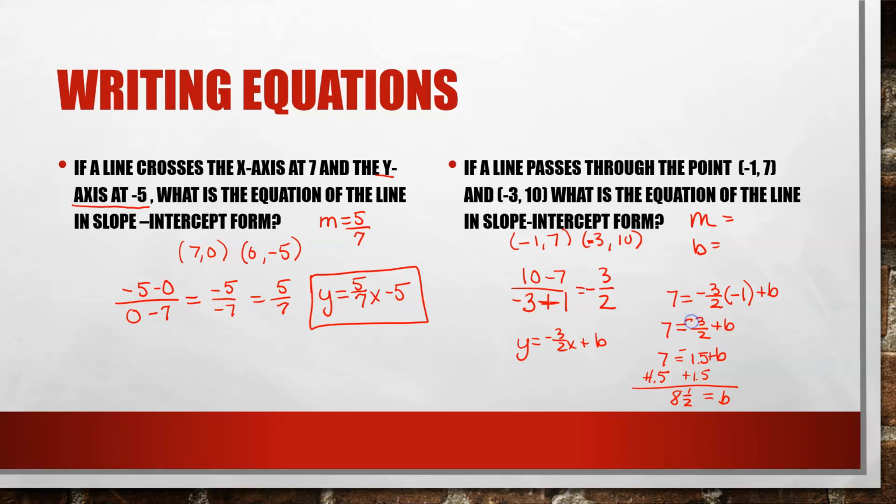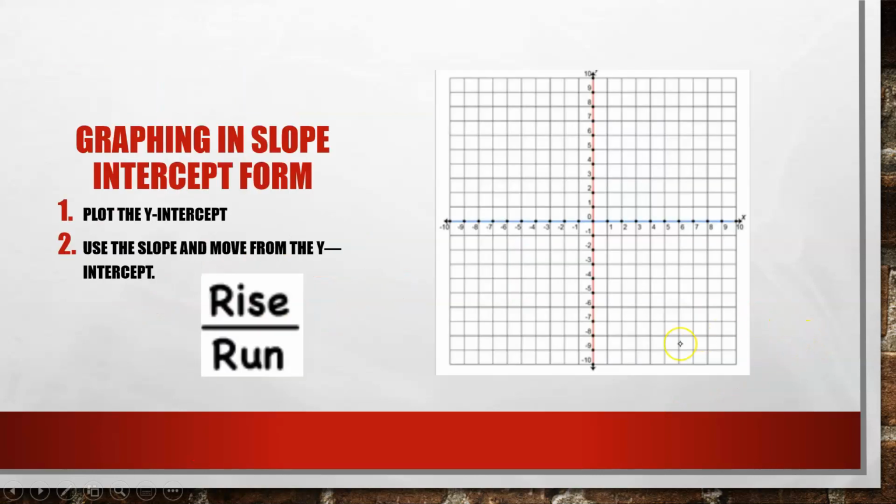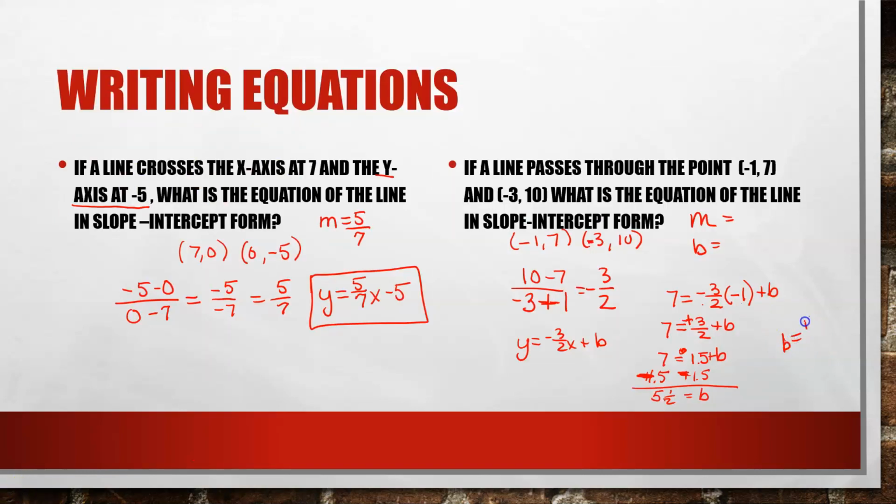So this actually should be positive up here, because a negative times a negative is positive. And I'm actually going to subtract 1.5. Sorry about that. And so 7 minus 1.5 is 5.5 equals b, which is 11/2. So b is 11/2. Okay, so here's my equation. y equals negative 3/2 x plus 11/2.